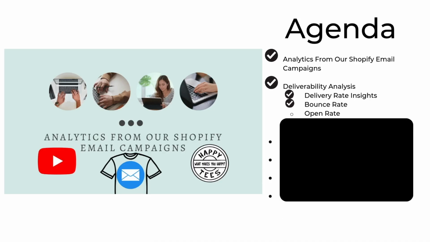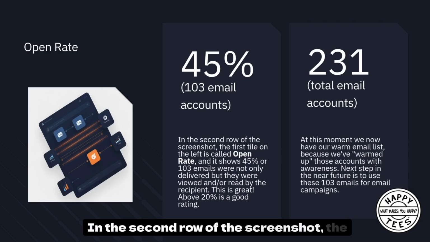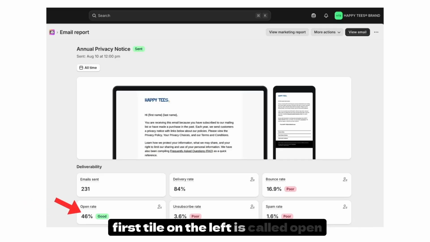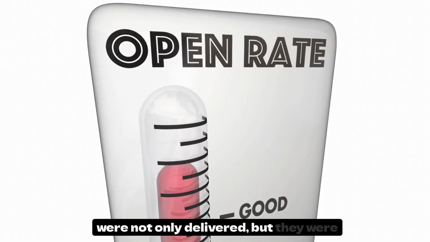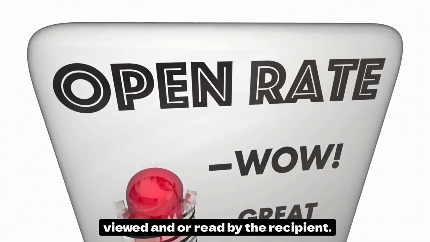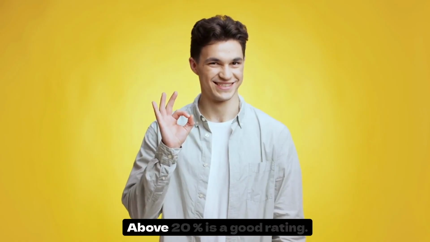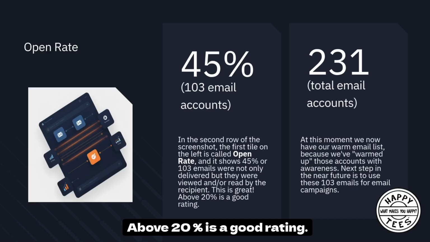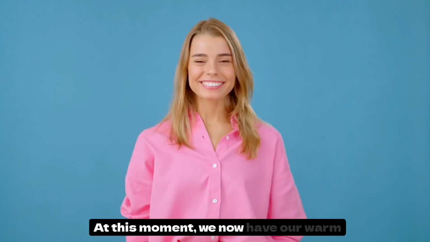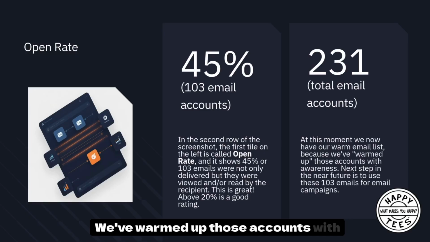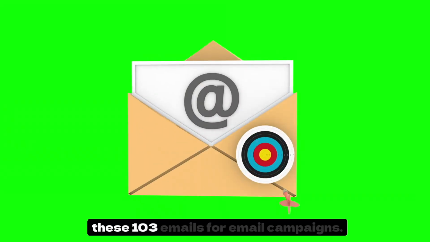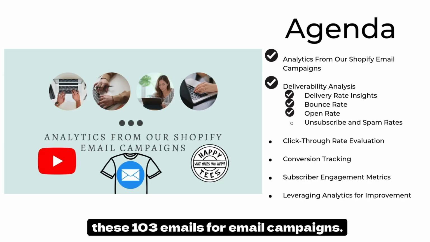Open rate. In the second row of the screenshot, the first tile on the left is called open rate, and it shows 45% or 103 emails were not only delivered, but they were viewed and or read by the recipient. This is great. Above 20% is a good rating. At this moment, we now have our warm email list because we've warmed up those accounts with awareness. Next step in the near future is to use these 103 emails for email campaigns.